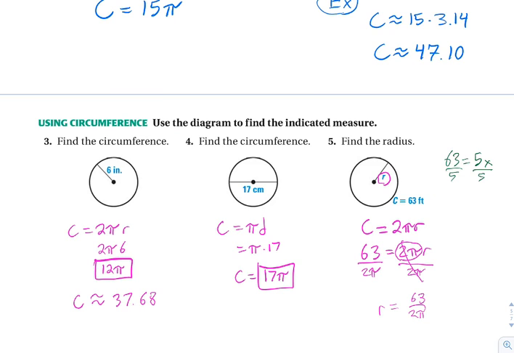And this isn't like a square root where you need to rationalize the denominator. It's totally okay to leave a pi in the denominator as long as you've simplified the fraction. And there's no pi on top. There's no 2 on top. So that's as simplified as it gets. So the radius is 63 over 2 pi, okay?